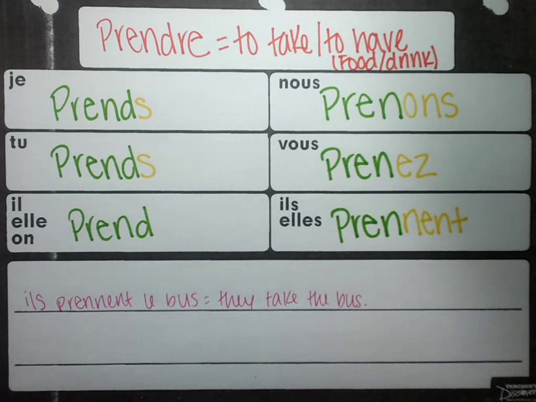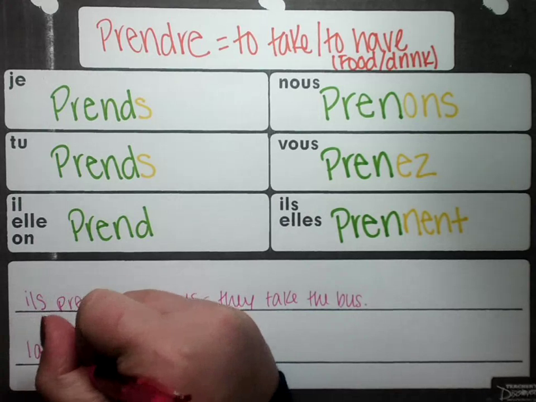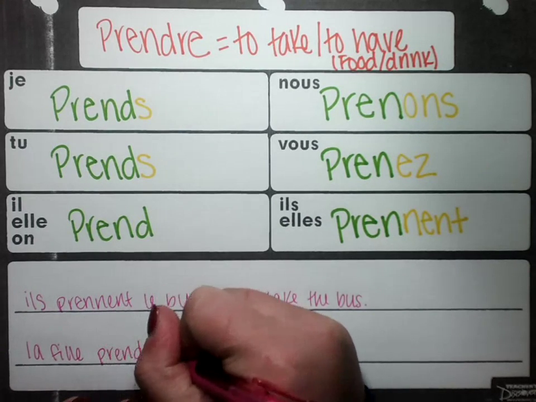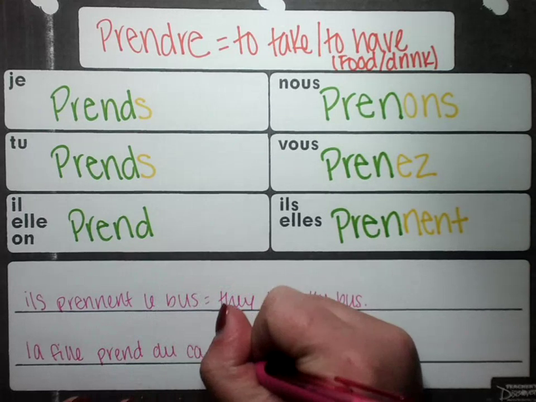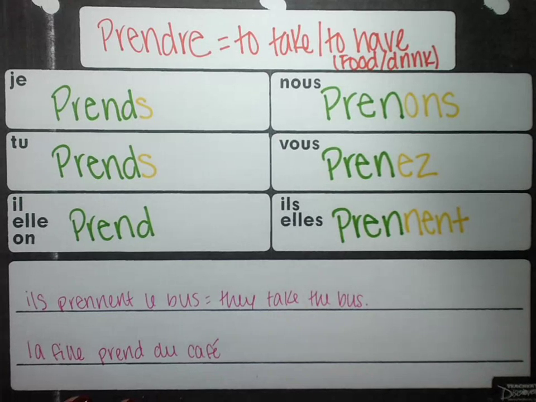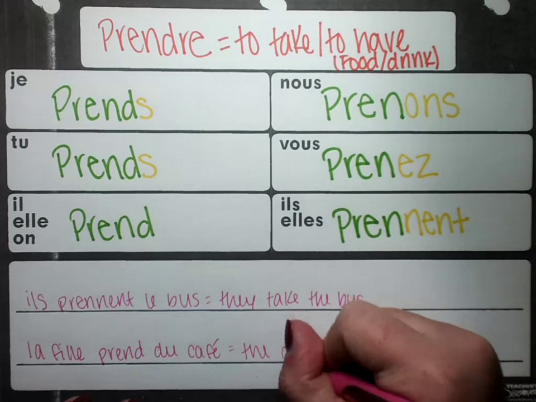Next, we could say that the girl is having some coffee. So we could say la fille prend du café, and using that partitive. That's a good review because that's coming up on your quiz. So we have ils prennent le bus, they take the bus. La fille prend du café. The girl is having some coffee.